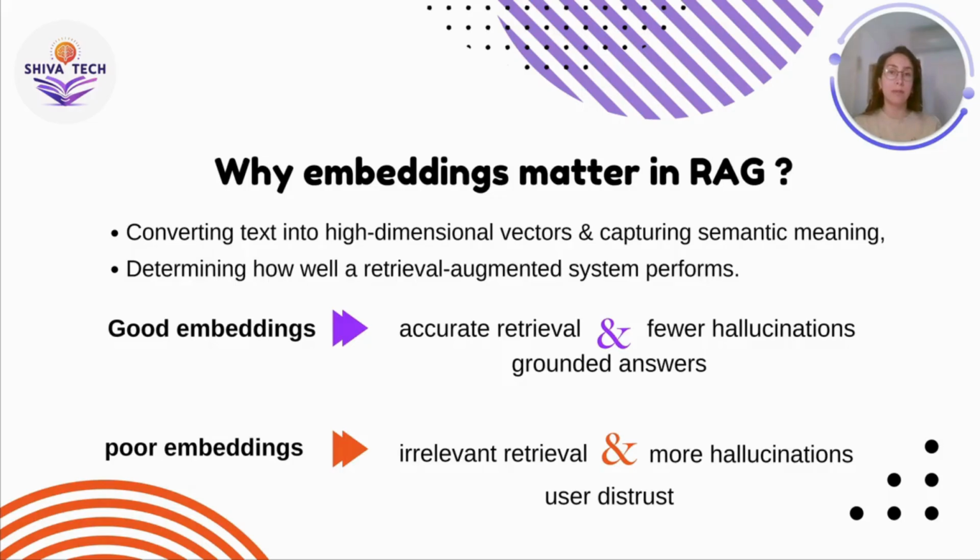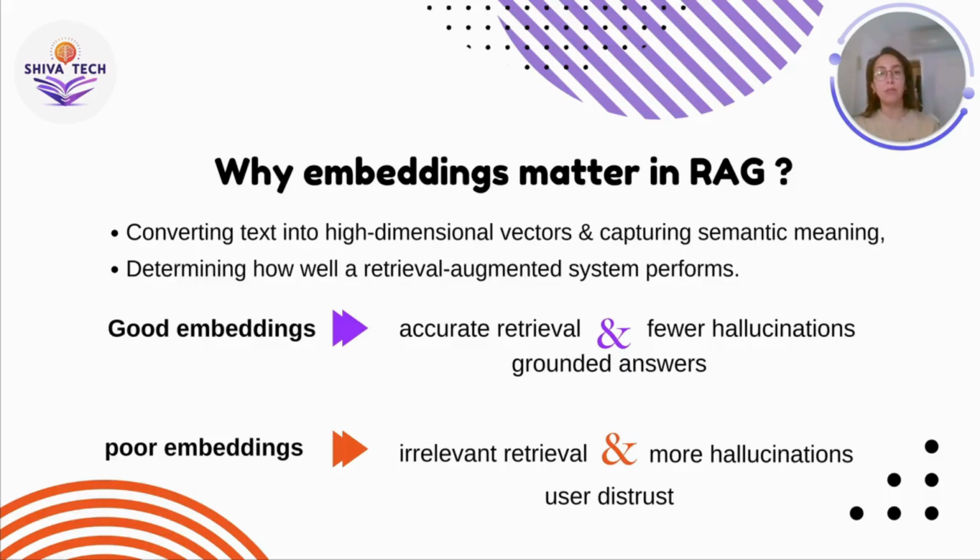Before going to the topic of dimensionality, let me first mention why embedding matters in a RAG system. You know that embedding is about vectorization of the text, which means converting the text into numbers in the dimensions of a vector, and the dimension can be different. At the end it's about capturing the semantic meaning of the text, so it determines how well a retrieval augmented system performs.